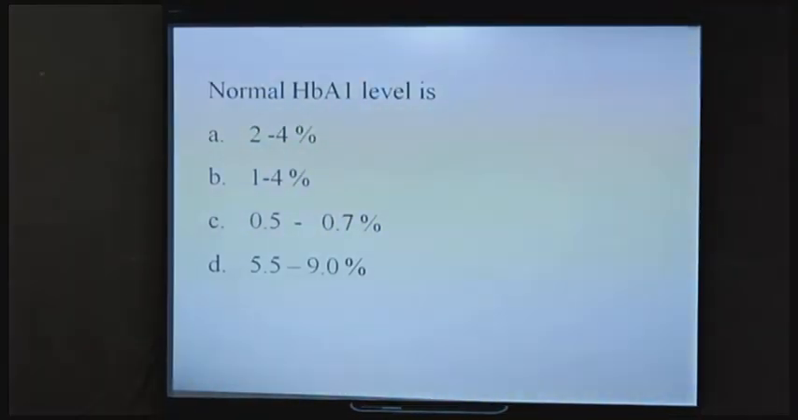Normal HbA1. What is HbA1? Glycosylated hemoglobin. Under that you have HbA1A, B, C. 3 varieties. Alright. This value I am asking is a total of A plus B plus C. So what is the normal glycosylated hemoglobin level?